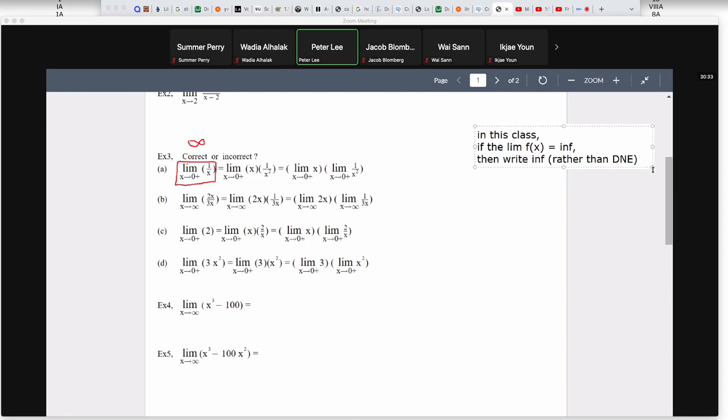And if it's infinity, I know that the limit does not exist. I know that because I know the language. But if it's infinity, then just say it's infinity.